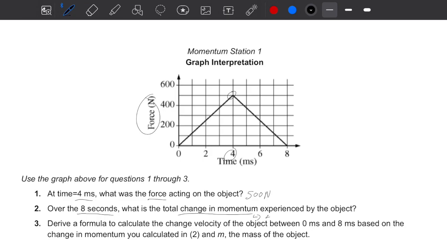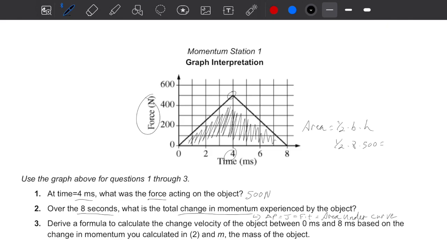Total change in momentum, or change in momentum, is equal to the impulse. Impulse is force times time, and our graph is a force and time graph. Here we're going to be looking at the area under the curve. Our graph is drawn as a triangle, so the area under the curve, the area being shaded in, is going to be calculated as the area of a triangle, 1/2 the base times the height. In this case, 1/2 times a base of 8 and a height of 500.